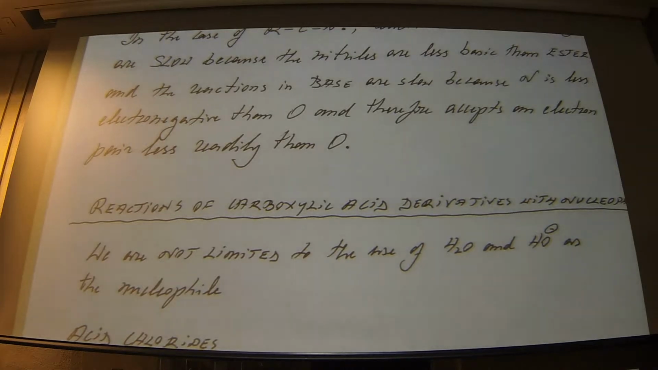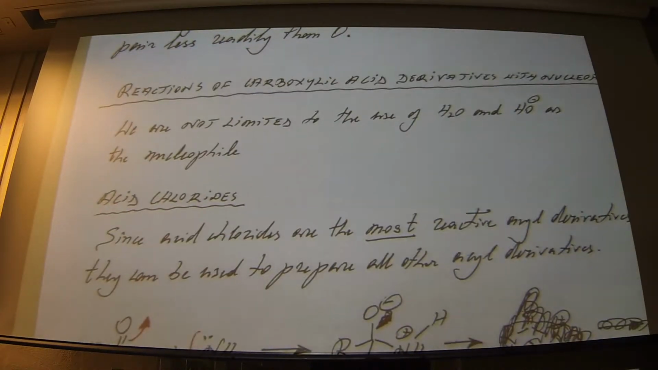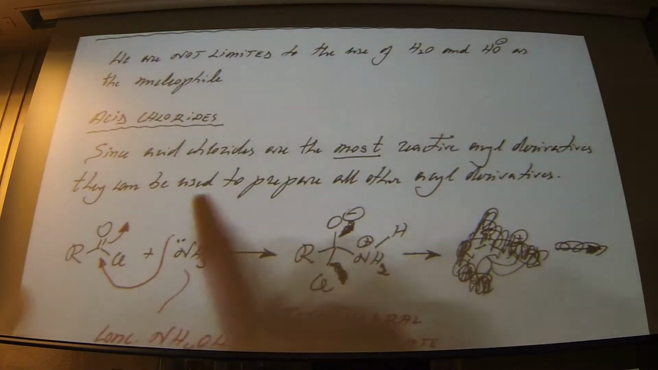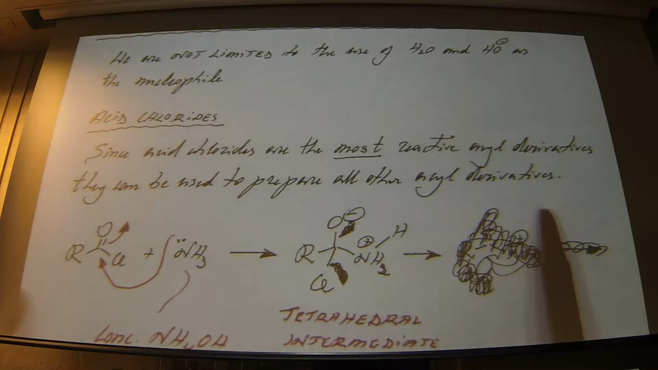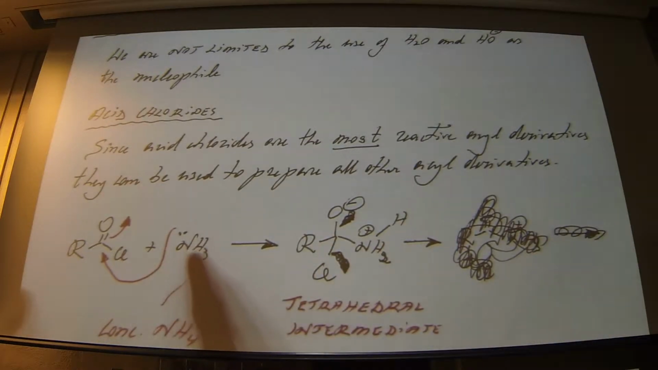Now, let's take a look at acid chlorides. And since they are so reactive, it makes sense that these are going to be the most useful of the acyl derivatives. They're going to be the most useful because we can use the acid chloride to make anything we want. And so because acid chlorides are the most reactive, they can be used to prepare all of the others. And so let's try ammonia.